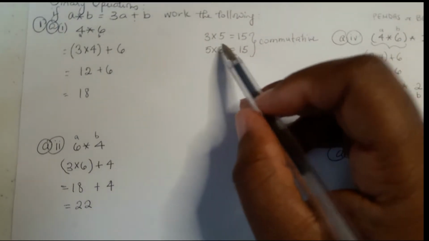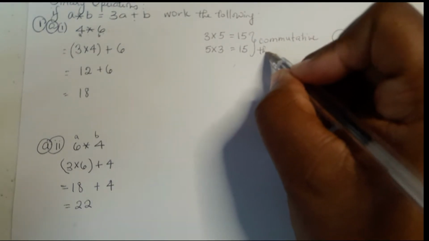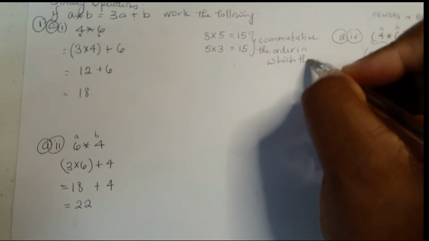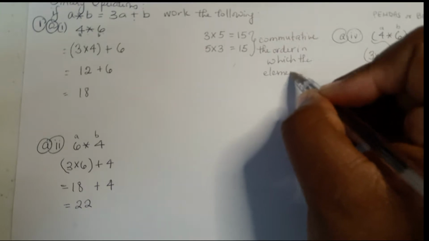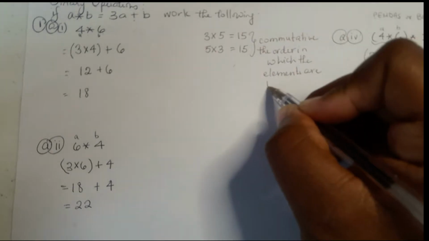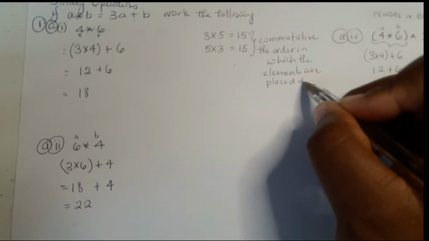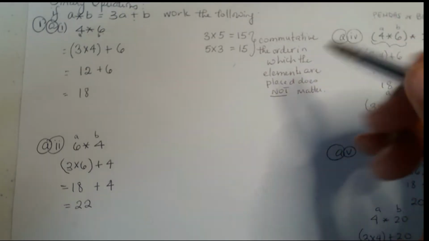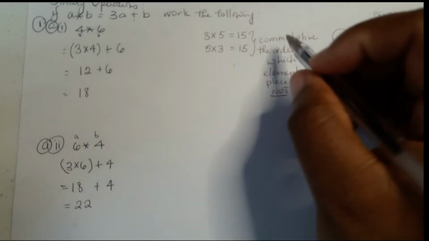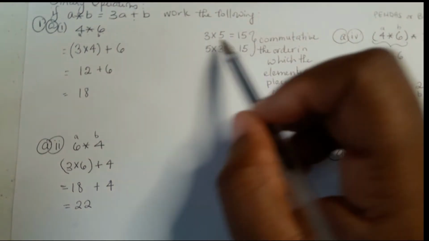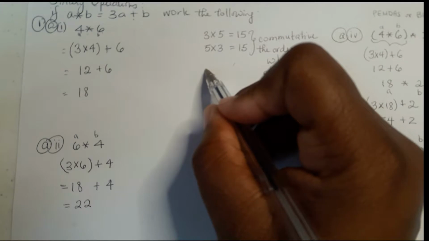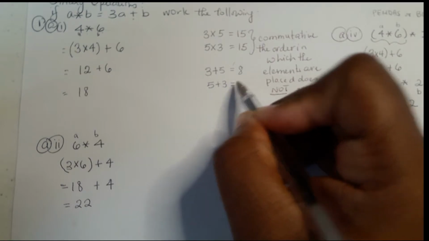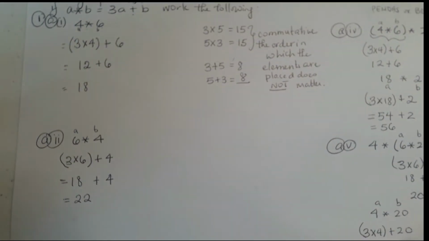Okay? And this simply means the order in which the elements are placed does not matter. In other words, it's going to give the same answer, right? So things are commutative if you could turn them around, switch them around, and get the same answer. This is also commutative. 3 plus 5 is equal to 8, as well as 5 plus 3 is equal to, you guessed it, 8. So that's commutative.